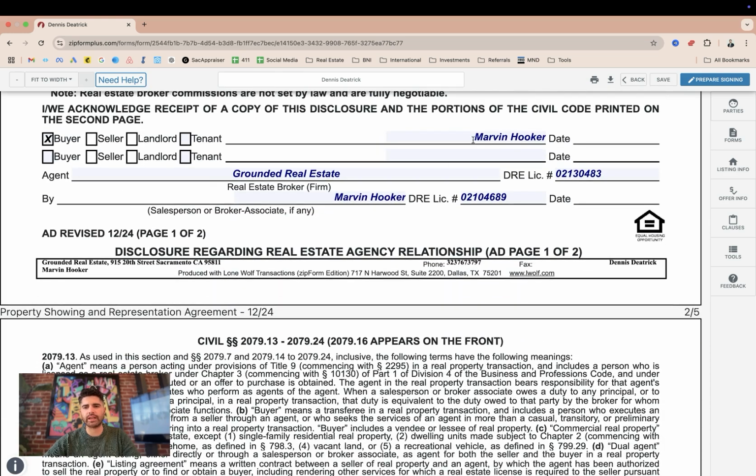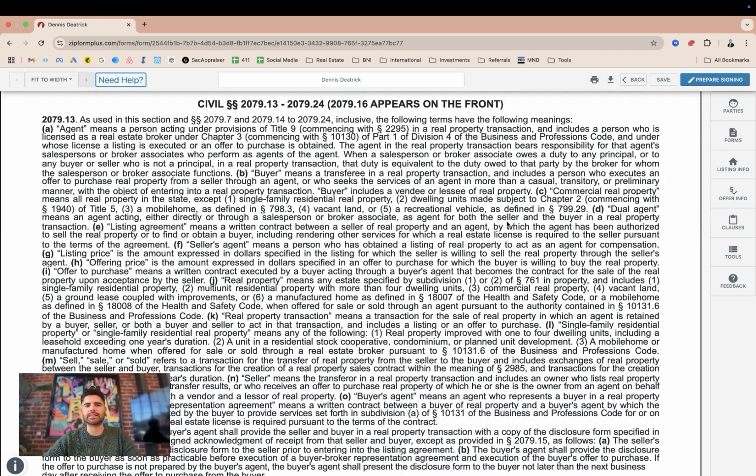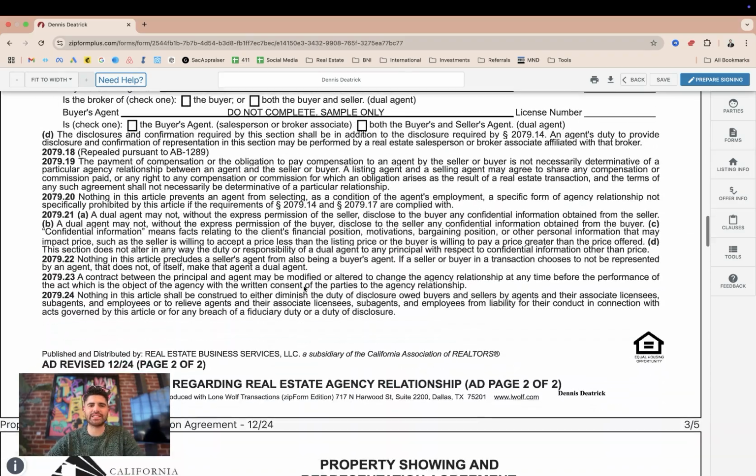So here would have your name. I just have mine as a placeholder, and then the brokerage that I work for, Grounded Real Estate, my name, and our license information. This next page has all of the civil codes that kind of say what the legal definition of, for example, an agent is, a listing agreement, what a buyer is, what real property is. So if you need something to fall asleep to, you can definitely take a read through this.